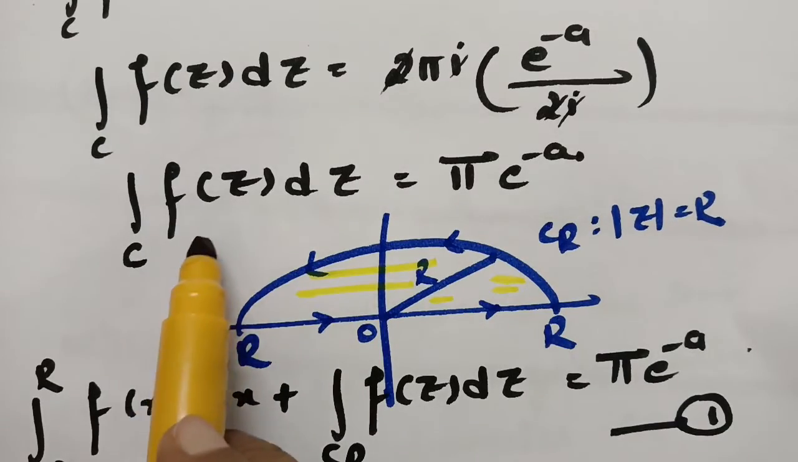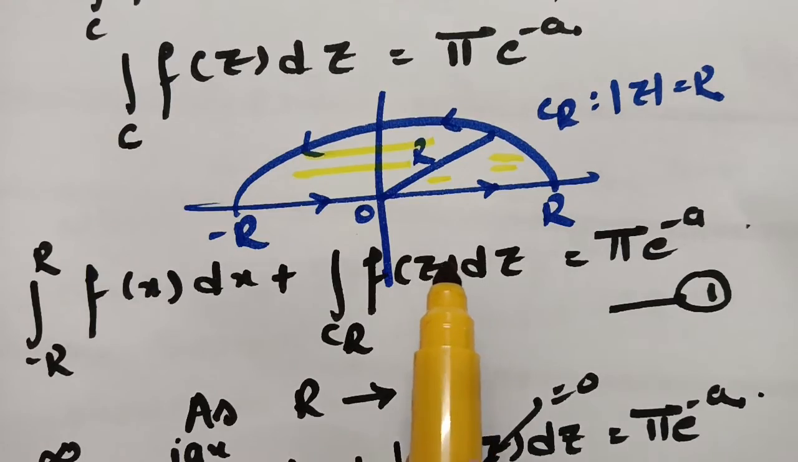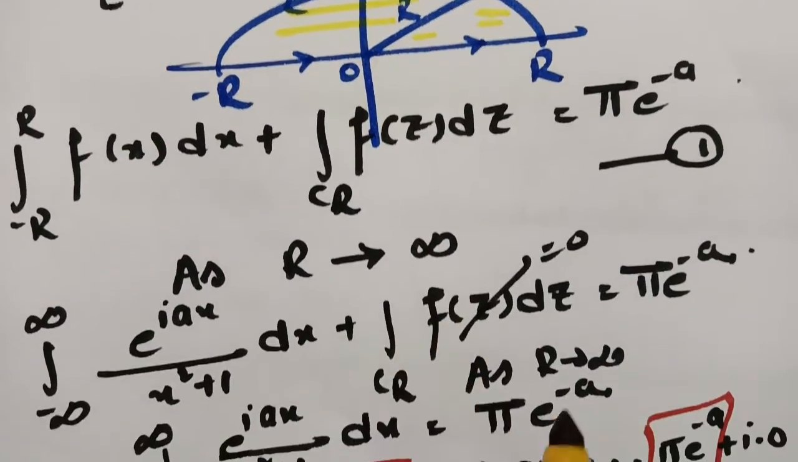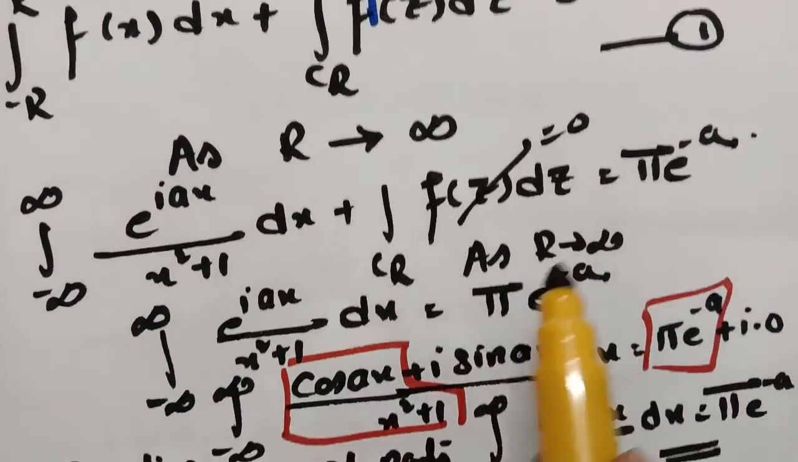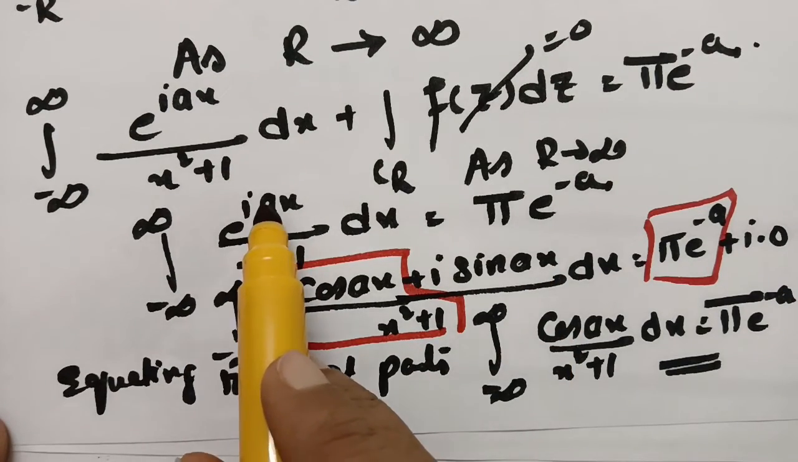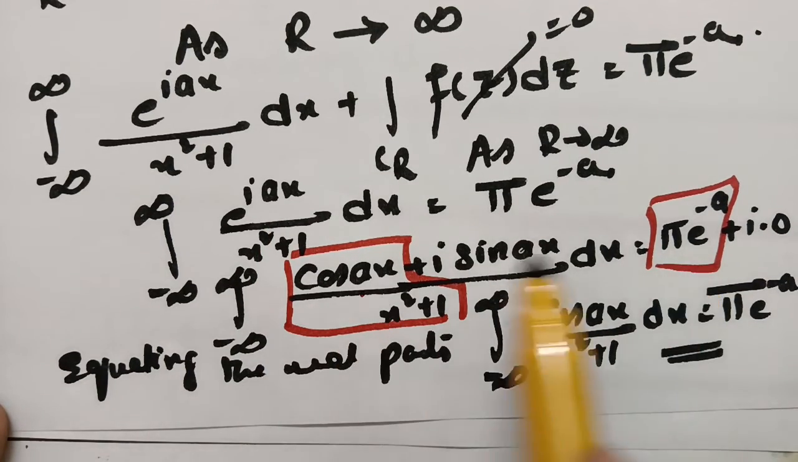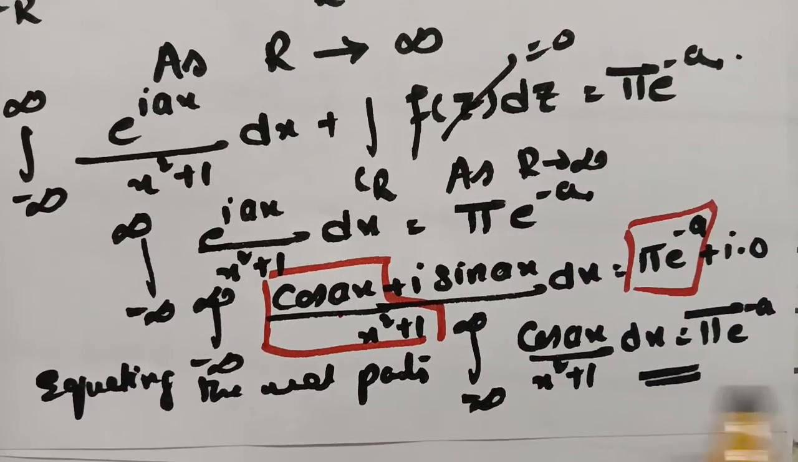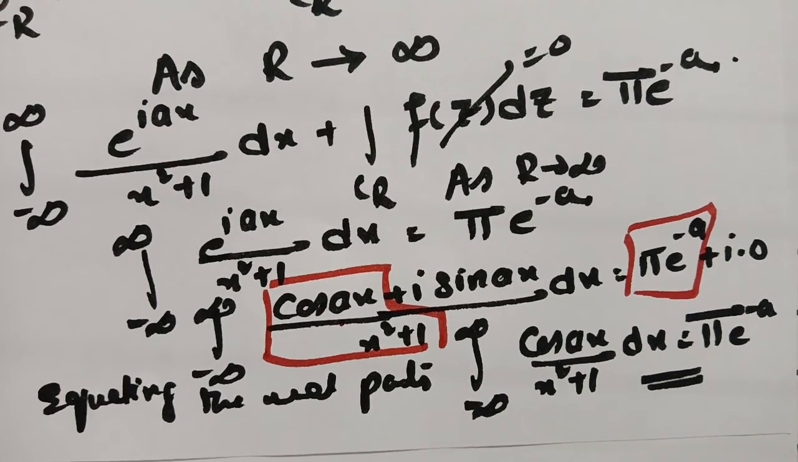As you know, the given closed contour is split into two parts, and now we have to find the value of this second integral as R tends to infinity. As R tends to infinity, I have given crystal clear clarity on how this becomes 0. After substituting this value as 0, this will be the answer. And see here, I'm writing e^(iθ) as cos θ + i sin θ. Equating the real parts, we got the final answer: the integral from minus infinity to plus infinity of cos ax by (x² + 1) dx is equal to π times e^(-a).